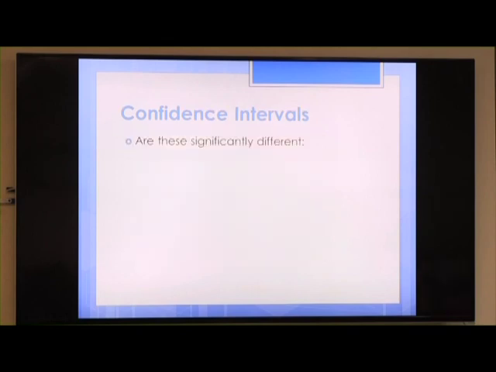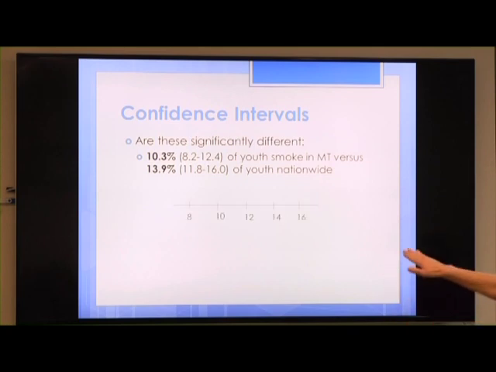It's a little easier. So if we want to know, are these things significantly different? So we've got 10.3% of youth, sorry, I use smoking because I work in tobacco, smoke in Montana versus 13.9% of youth smoke nationwide. So you look at those two confidence intervals right there. So these are our estimates, right? 8%, 10%, 12%, 14%.